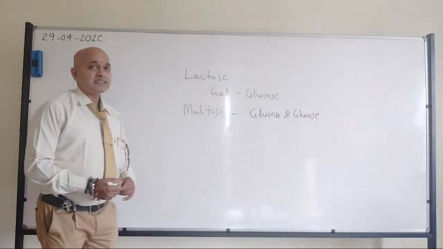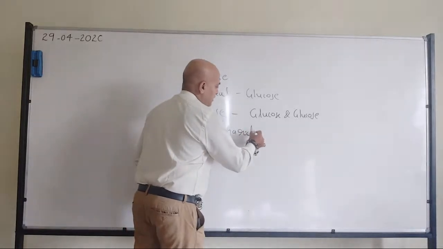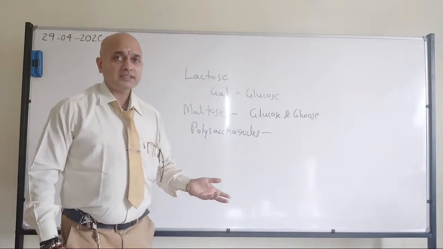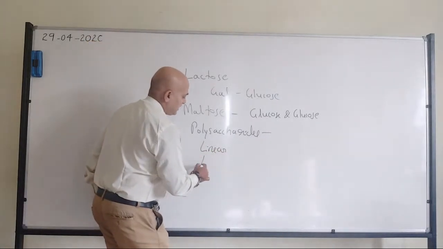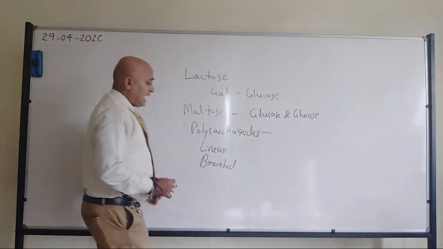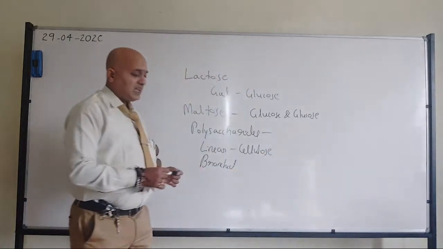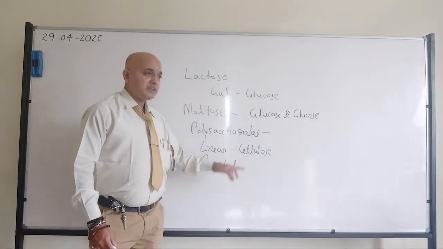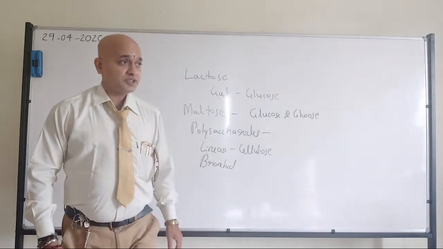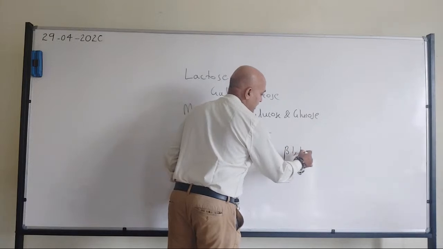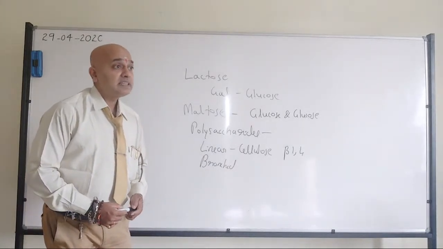Now next, what else have we discussed? We have discussed the polysaccharides. Polysaccharides can be homopolysaccharide or heteropolysaccharide. When it comes to homopolysaccharide, we have linear and branched. For linear, we discussed cellulose, which is present in plant cell walls and is an important component of dietary fibers. Cellulose has beta 1,4 linkage, where glucose is linked by beta 1,4 glycosidic bond. That's cellulose, an example of a linear polysaccharide.